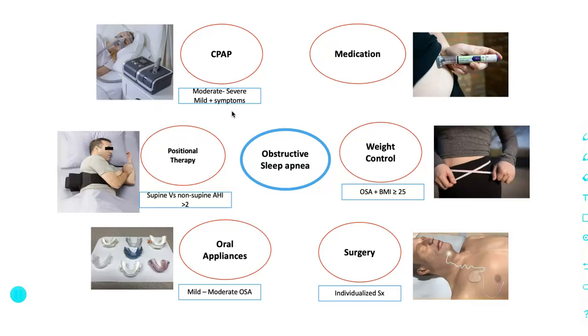We have several surgical options. The traditional ones include UPPP, palatal surgery, adenoid or tonsil removal, etc. But recently we have hypoglossal nerve stimulation, in the case of Inspire. Or it can be a combination of these, such as CPAP along with positional therapy, or CPAP with mandibular advancement devices. It depends on several factors how we choose the treatment option for obstructive sleep apnea.